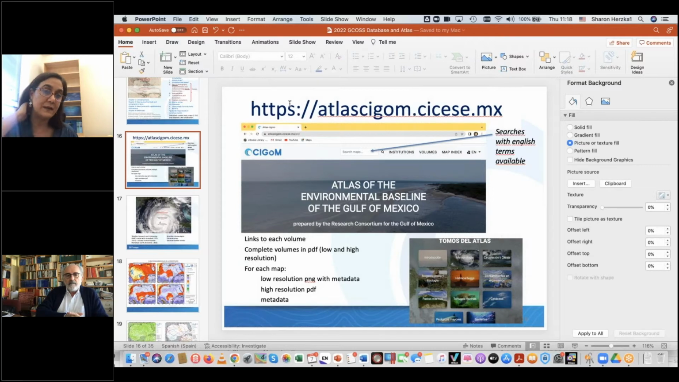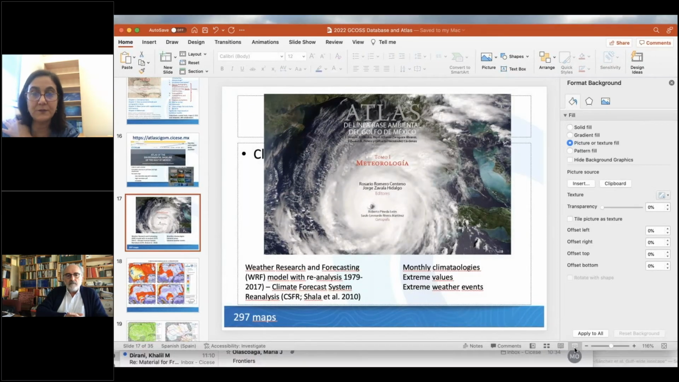You can find it at this website, atlassigom.cicese.mx. On the right of that webpage, you can make the webpage appear in English, and you can search for the maps. So if you want to know, for example, what is available in terms of currents, all you would do is put the term currents into the search field, and it'll give you all the individual maps that have currents in the title. So that should help. You can download each volume, the whole thing, or you can download each map individually with the metadata.